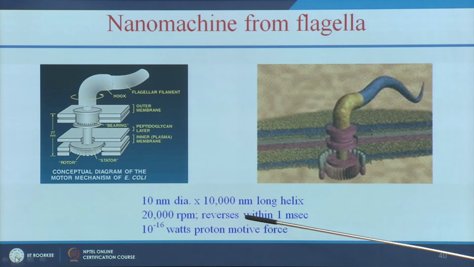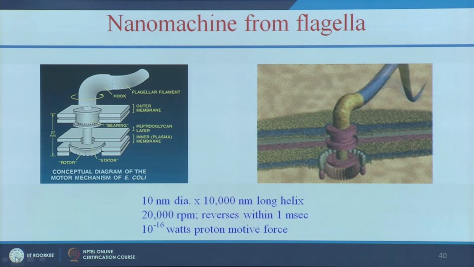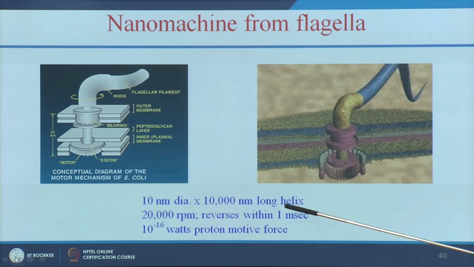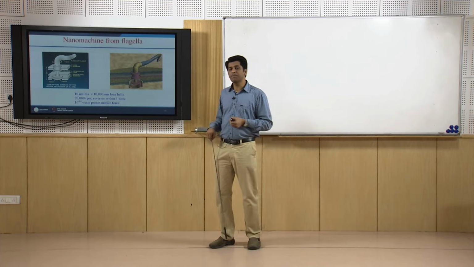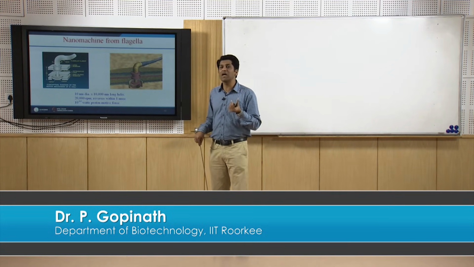And again it reverses within 1 millisecond, which is not possible by any human made machines. So, it rotates at the speed of 20,000 rpm, and it reverses direction within 1 millisecond. We can take the idea from this bacteria flagella, and we can make similar kind of nano motors and nano machines, which will also have very good applications.